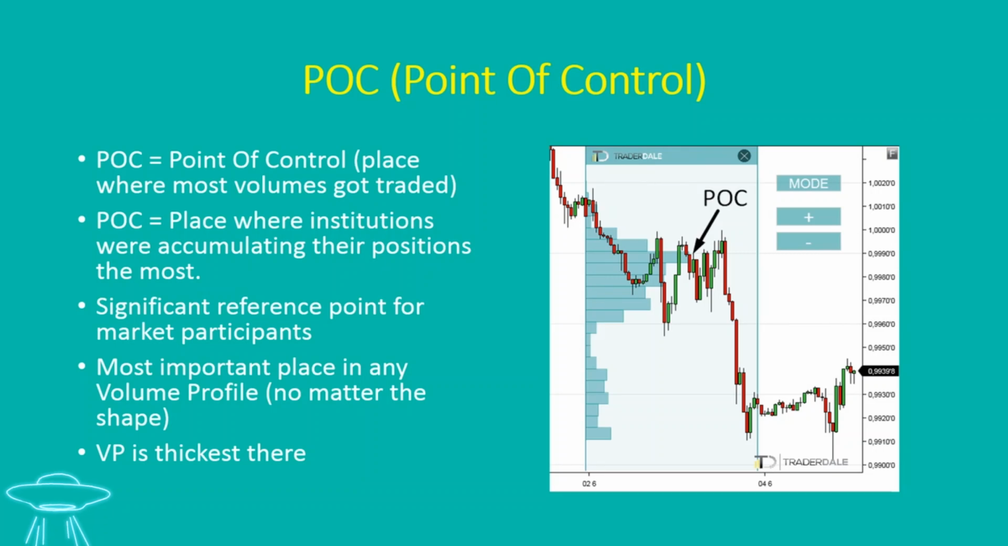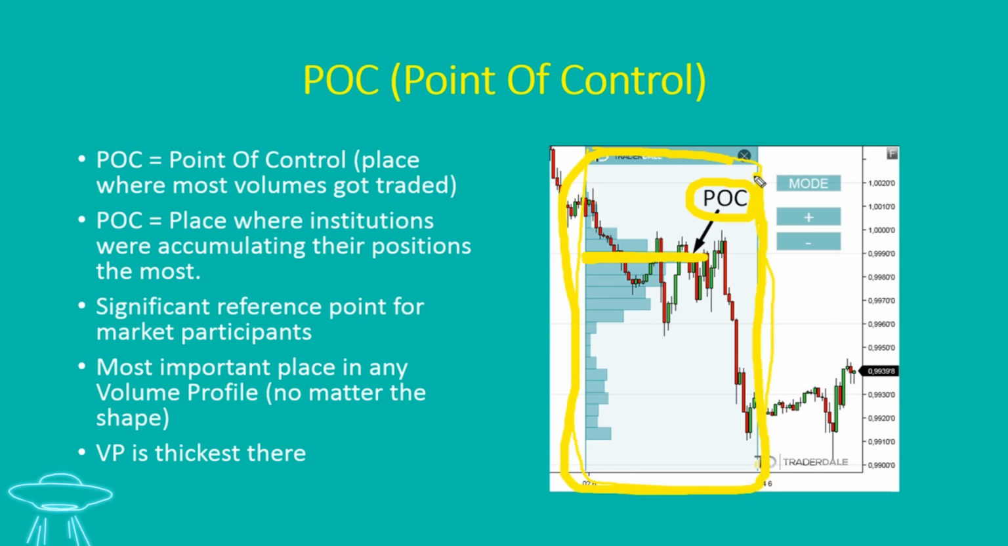Thickest, and this means that the most volumes got accumulated there. So if you look at this volume profile histogram, then you can see that it is the thickest in here. And this price level is the point of control. This is the place where most of the volumes got accumulated throughout this whole area.